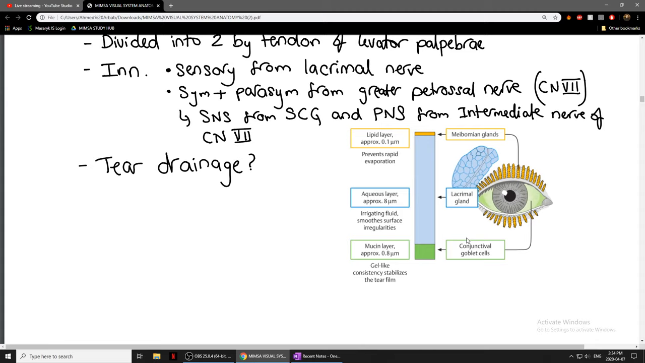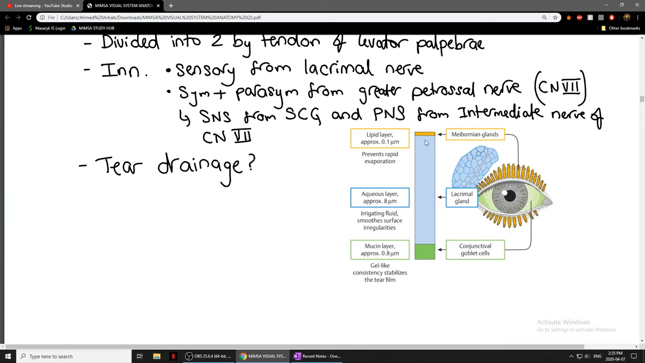So tear fluid is composed of these three different layers, and all three layers have different functions, and all three are secreted by different types of glands. So the meibomian glands of the tarsal plate, the lacrimal gland, the main gland, and then the conjunctival goblet cells, which are in the actual conjunctiva itself. So it doesn't really matter.